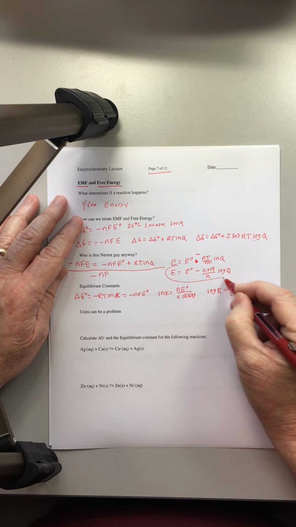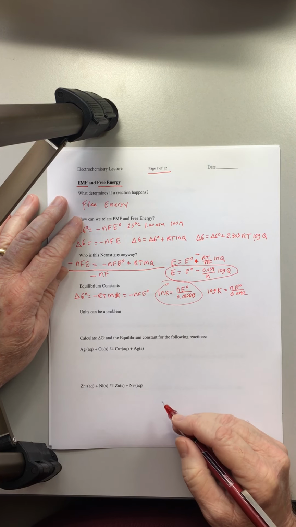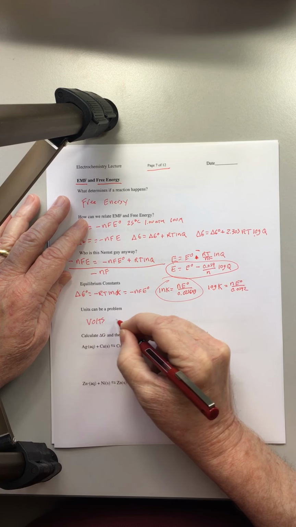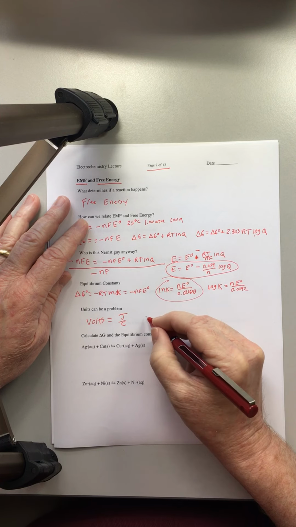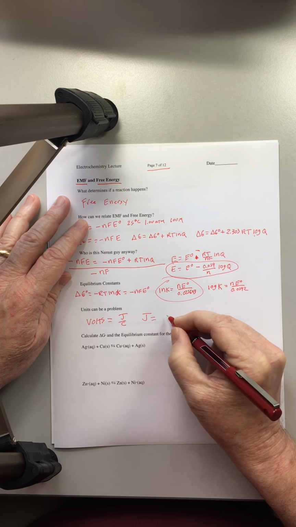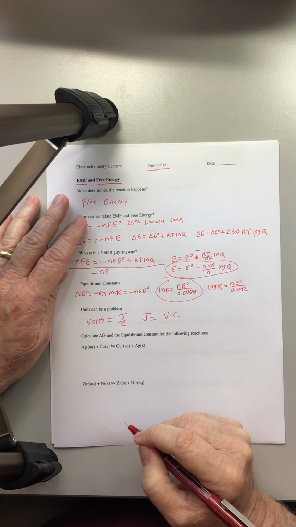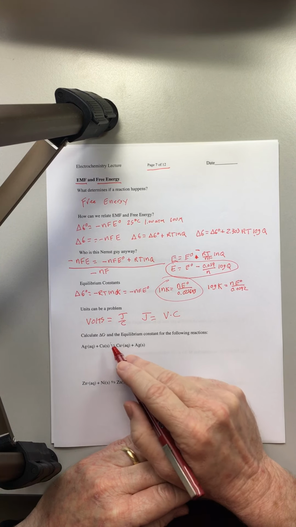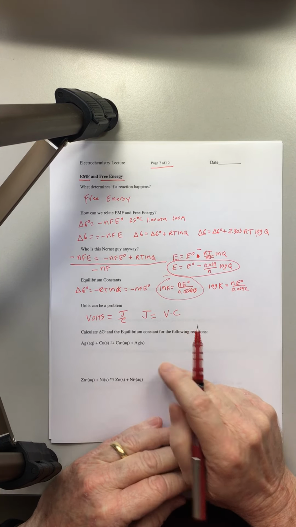This one, right there. Now, just a little reminder, volts is equal to a joule per a coulomb, or a joule is equal to a volt times a coulomb. Okay, so now we're going to do a couple of problems here where we calculate delta G naught and the equilibrium constant for these reactions.